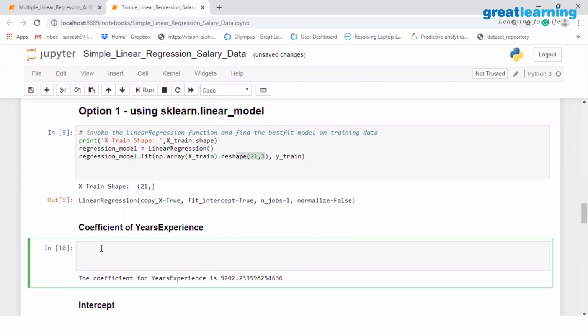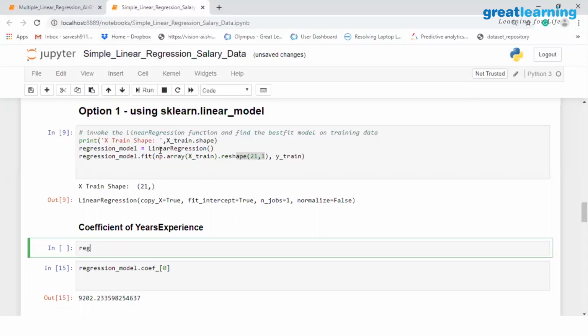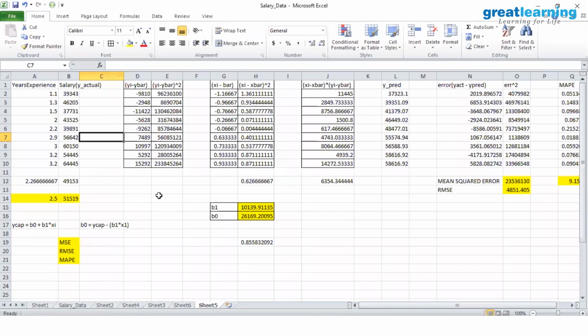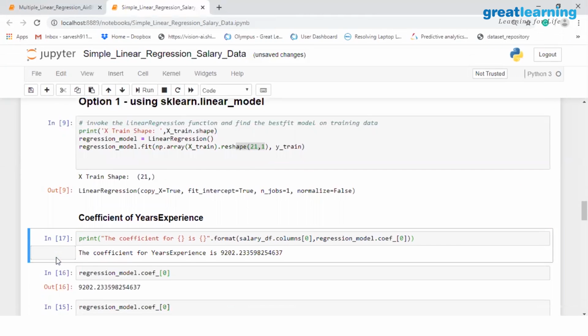So now, what is the coefficient of the model that I have built? Now in the regression model, I want to find the coefficient at index 0. It gives me the coefficient. Regression model dot coefficient is always given in the 0 index. Alright, the coefficient, that's correct.